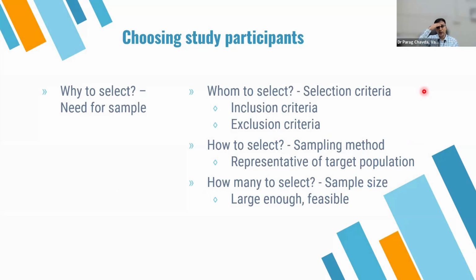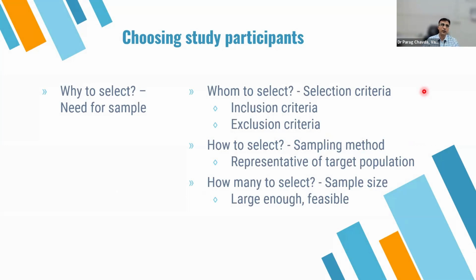Please understand that most research is usually done on only a sample of the study participants and not all participants. In the previous session, we also gathered clarity about what the study population is, what the accessible population is, and what our actual study sample is, right? So it is not necessary to study everyone.